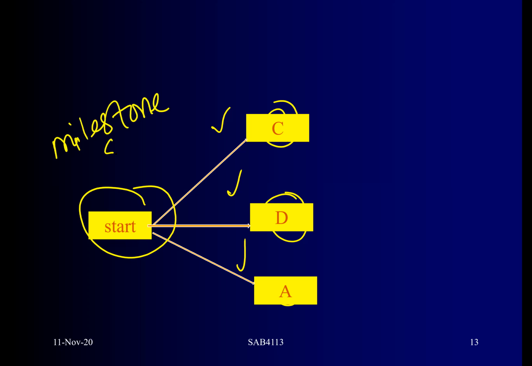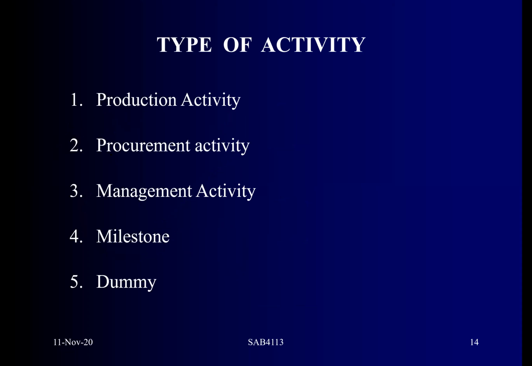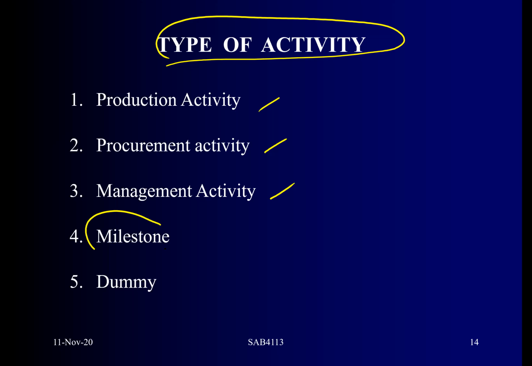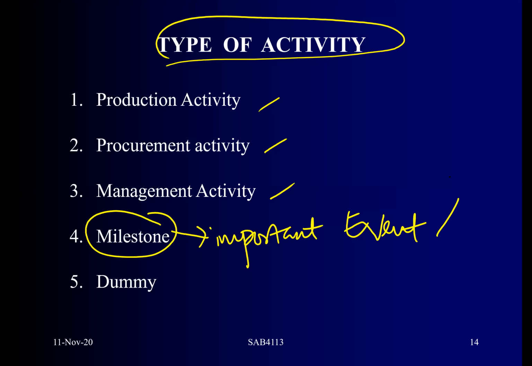Milestone activity doesn't have any duration, but it is just an indication of the important event, when the whole project is going to start and then close by the finish activity. Type of activity: you can name the activity as production activity, whatever activity, and milestone is the important event. Normally, we relate it to the start and finish of the project. That's what we call milestone.